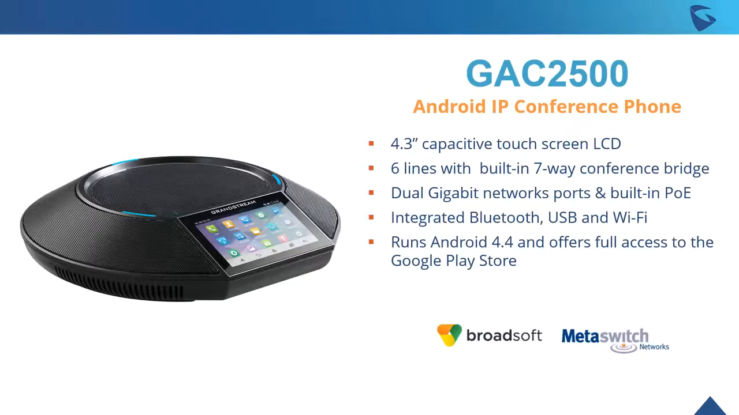So to kick it off with our conferencing, of course we have our GAC 2500. It's our Android IP conference phone. It comes equipped with that 4.3-inch capacitive touch screen, full LCD, 6 lines and a built-in 7-way conference bridge all in the device, dual gigabit network ports, integrated Bluetooth, USB, Wi-Fi. It runs Android 4.4 and offers full access to the Google Play Store.